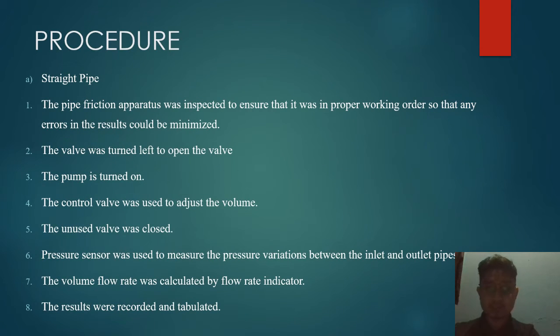This procedure in this experiment is for straight pipe. First, the pipe friction apparatus was inspected to ensure that it was in proper working order so that any error in the result could be minimized. The valve was turned left to open the valve. The pump is turned on. The control valve was used to adjust the volume. Then the unused valve was closed. Pressure sensor was used to measure the pressure variation between the inlet and outlet pipes. The volume flow rate was calculated by flow rate indicator. The results were recorded and tabulated.